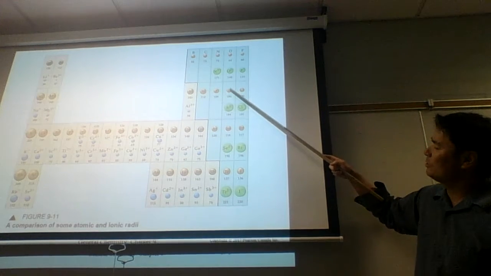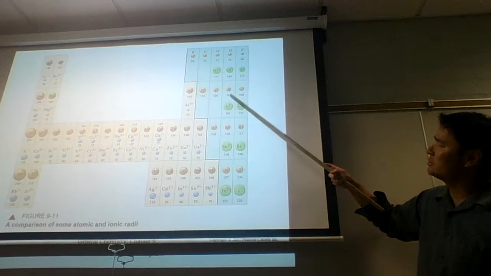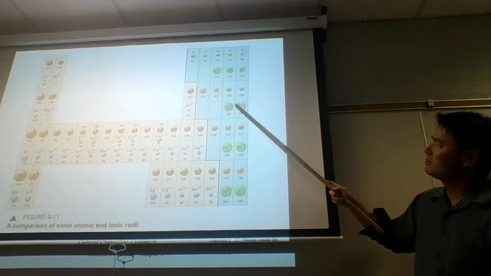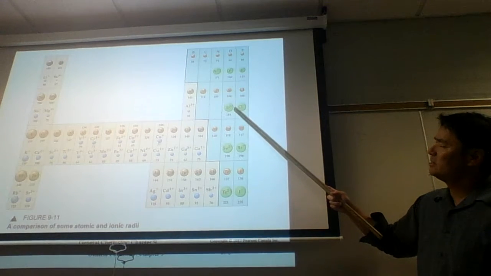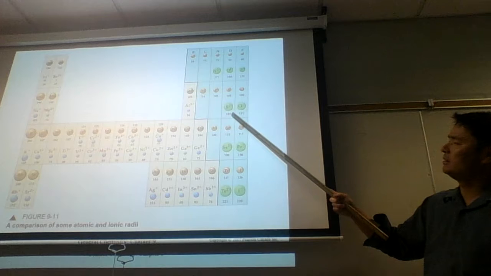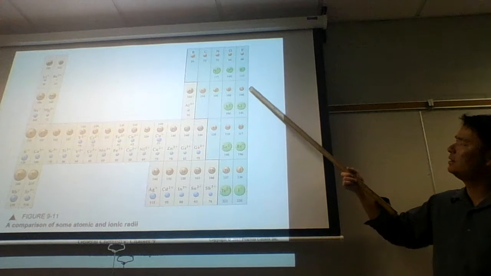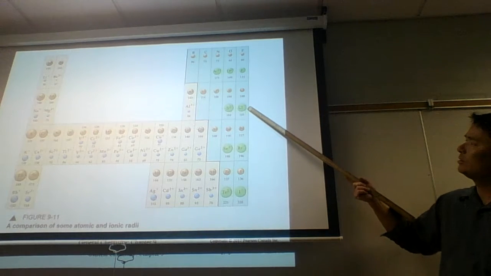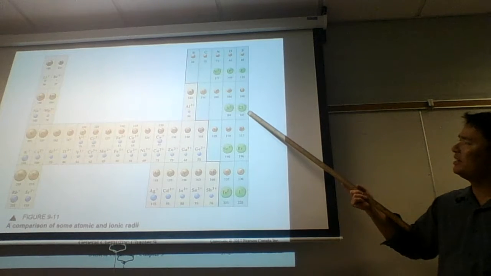Except when we go from sulfur to sulfide, we add 2 electrons. Did the size more than double? No. The size didn't quite double. It's less than doubling the size here. The same thing with the chlorine. Chlorine to chloride, we went from 100 to 181.